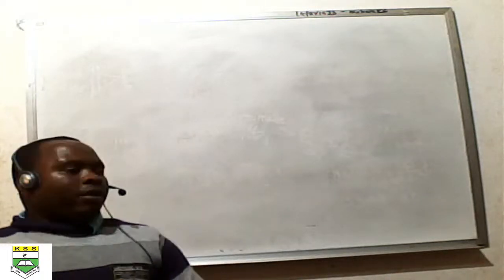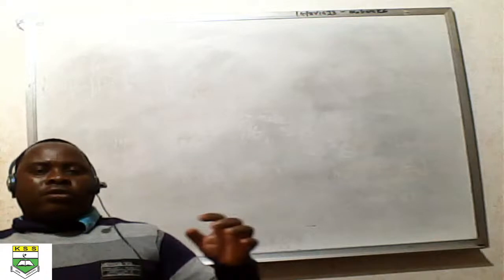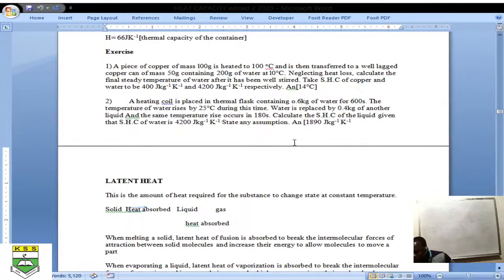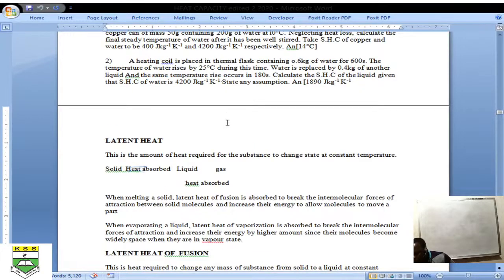Now, in this case we are not talking about any mass. When you bring in an aspect of mass, when you bring in a constant temperature, now there is something that is not clear there.